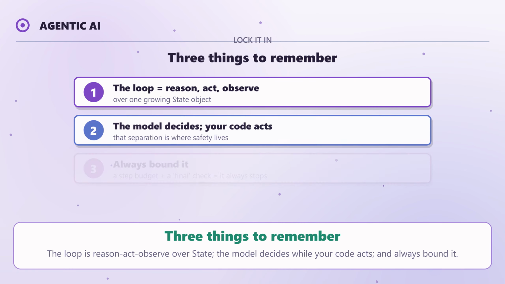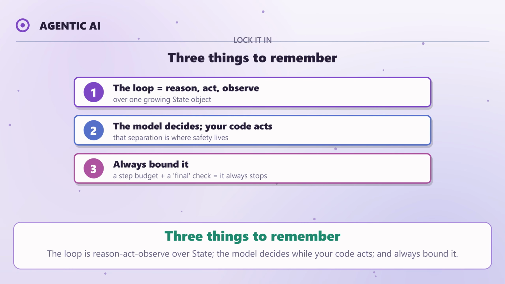Let's lock in 3 things. First, the loop is reason, act, observe, running over one growing state object. Second, the model decides, but your code acts, and that separation is where safety and control live. And third, always bounded. A step budget plus a final check means your agent will always reliably stop. Get those right, and you can build any agent on top.